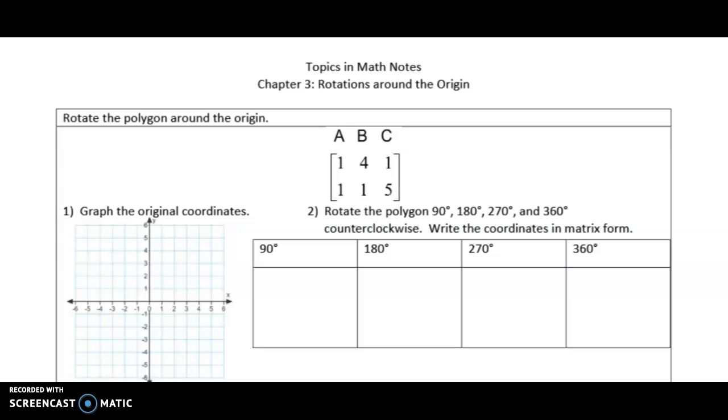Topics and Math Notes, Chapter 3, Rotations around the origin. Rotate the polygon around the origin. Alright, so let's graph the original coordinates. Alright, so there we have it. A is 1, 1, B is 4, 1, and C is 1, 5.